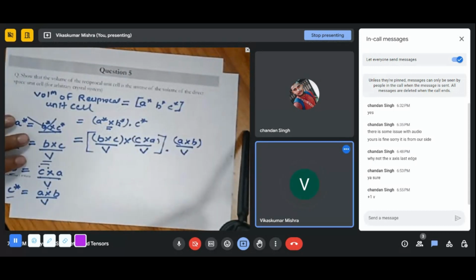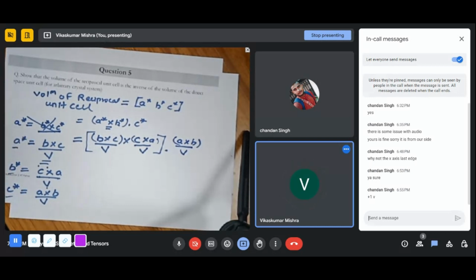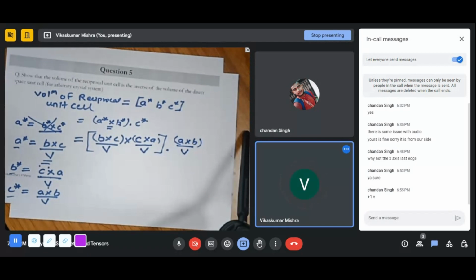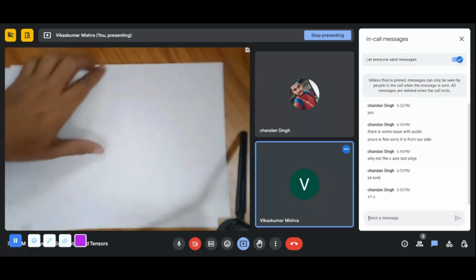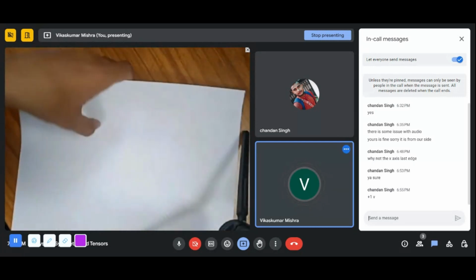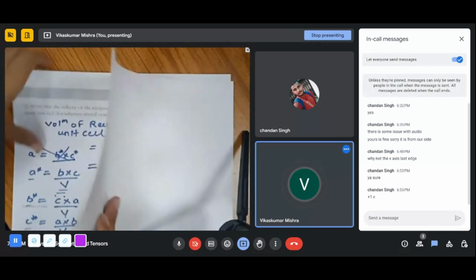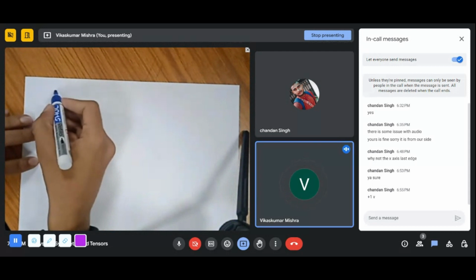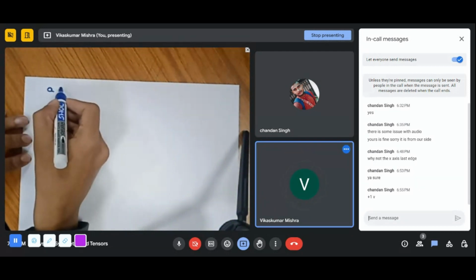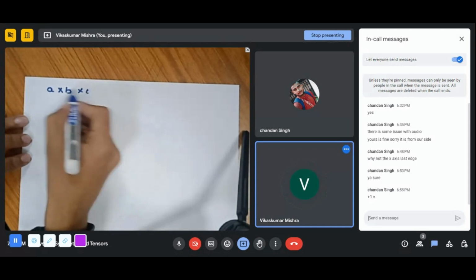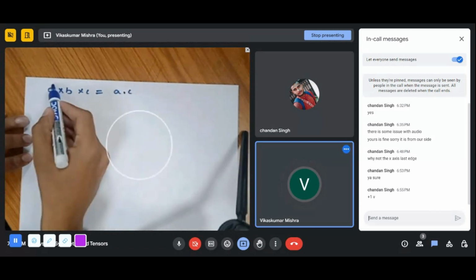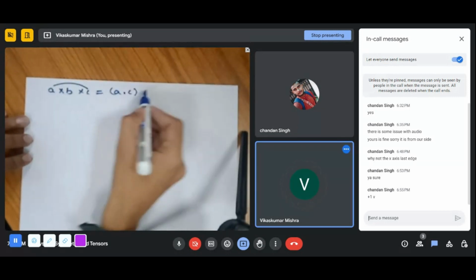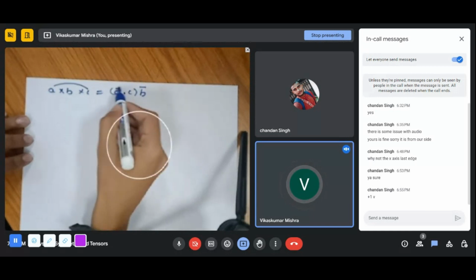Now we need to solve this. It looks complicated, but it is not. It's very easy. Let's take another fresh page. See, one of the properties of cross products, let's write one of them: A cross B cross C will be nothing but A dot C, the dot product of these two, times B vector. Let's write vector on all of them.